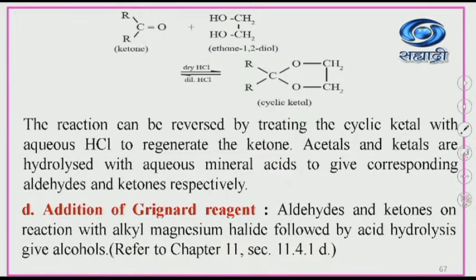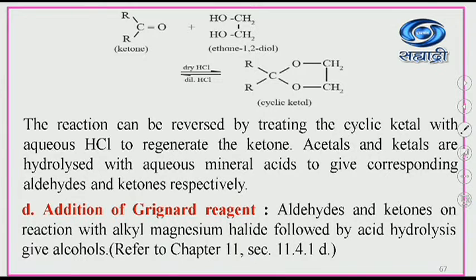Why is it called a ketal? Because it is obtained from the ketone. So when it is treated with dilute HCl, you will get the original reactants. The reaction can be reversed by treating the cyclic ketal with aqueous HCl to regenerate the ketone. Acetals and ketals are hydrolyzed with aqueous mineral acids to give corresponding aldehydes and ketones respectively. Then the next reaction, addition of Grignard's reagent.